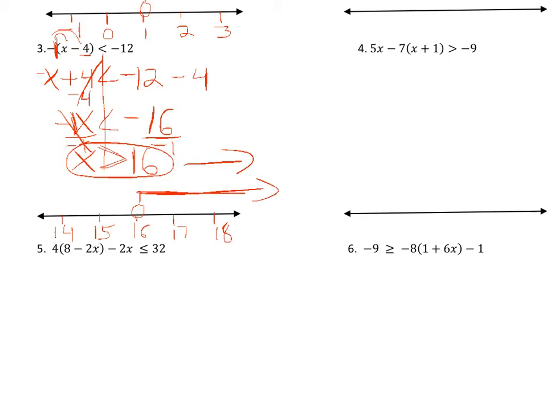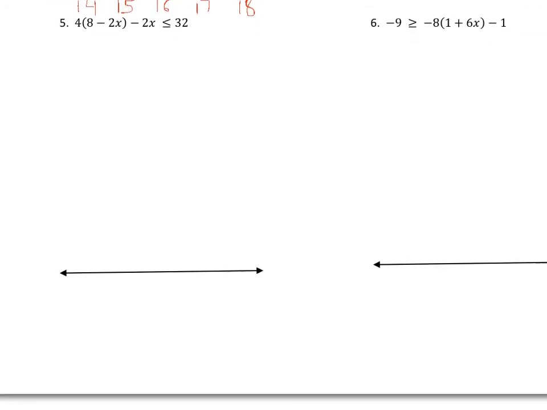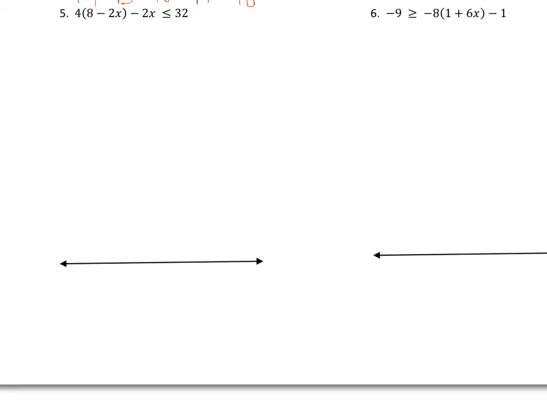Okay, let's do the last one. Let's do number 5. Again, number 5, what stands out are the parentheses. So I'm going to distribute the 4. Let's put a line straight down the middle. This is going to take us a little bit more work. Okay, so I distribute 4 times 8 is 32. Then 4 times negative 2x is negative 8x. And then I bring this negative 2x down, so negative 2x is less than or equal to 32.